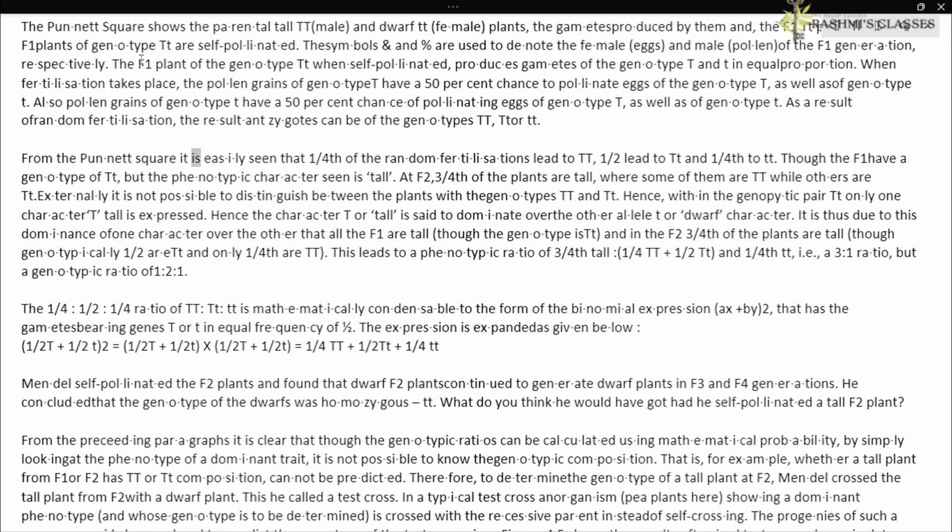From the Punnett square it is easily seen that 1/4 of the random fertilizations lead to TT, 1/2 lead to Tt and 1/4 to tt. Though the F1 have a genotype of Tt, the phenotypic character seen is tall. At F2, 3/4th of the plants are tall, where some of them are TT while others are Tt.